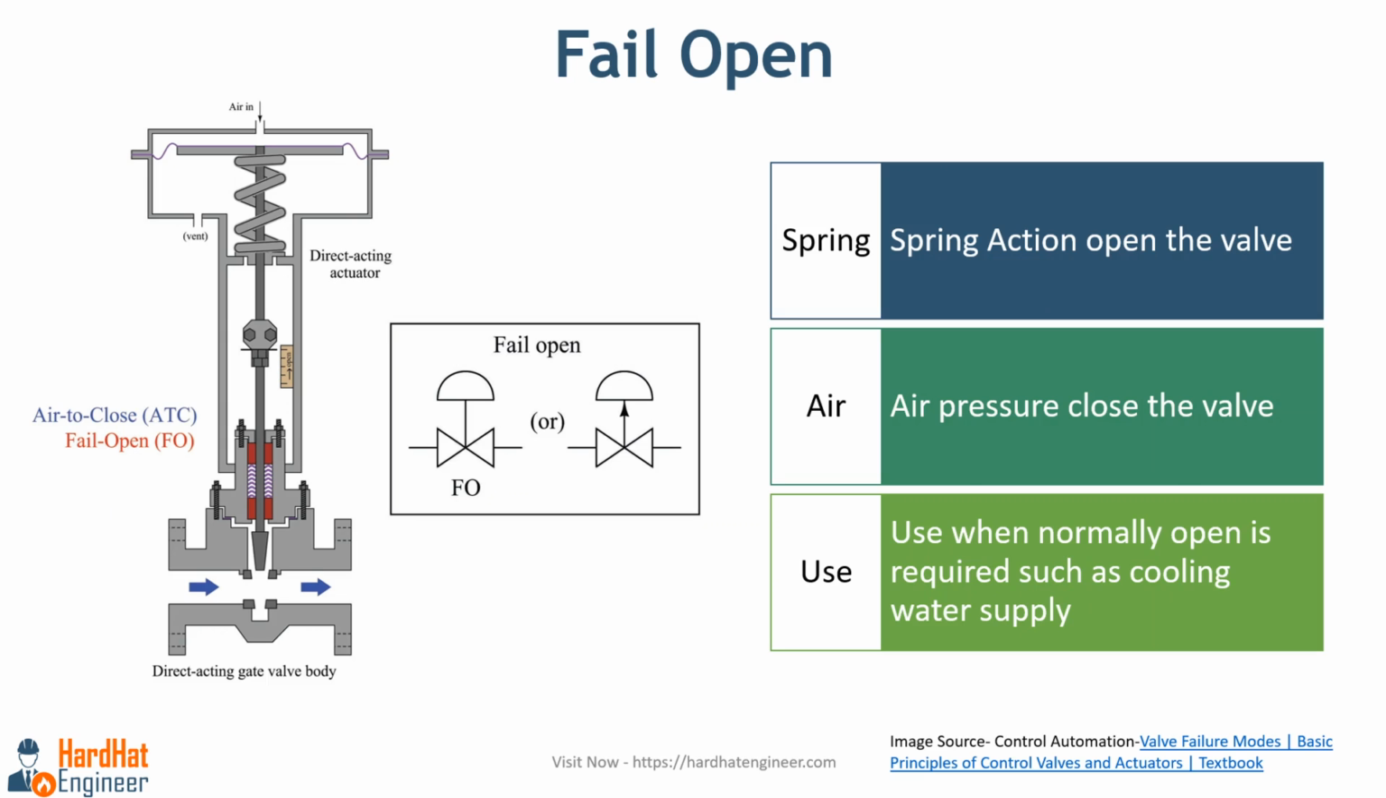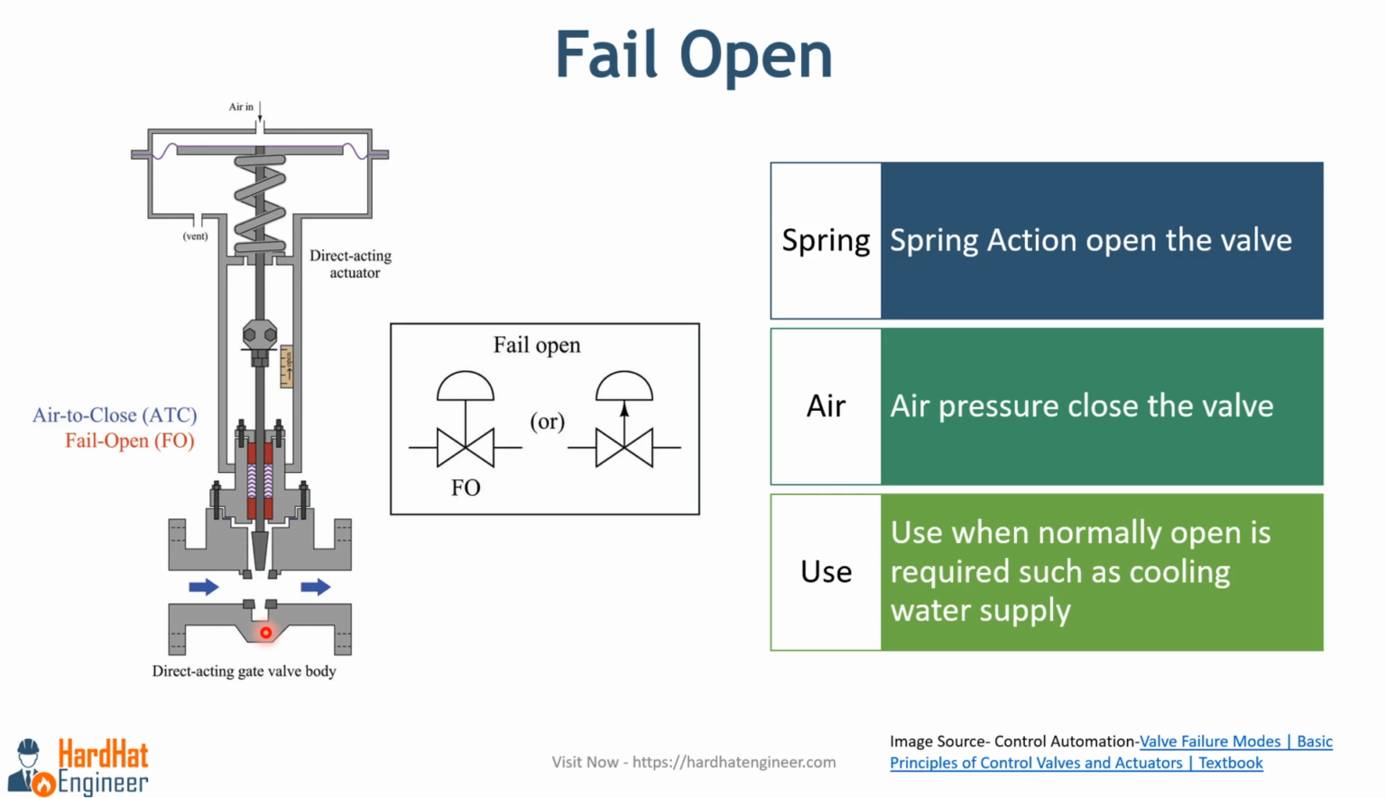First, let's talk about the fail open mode. In this scenario, if the valve loses power or the control signal, it will automatically move to the fully open position. Look at this image. It shows a direct acting actuator with a direct acting valve. In this setup, the spring force keeps the valve open all the time. When you supply air, it pushes the spring and closes the valve.